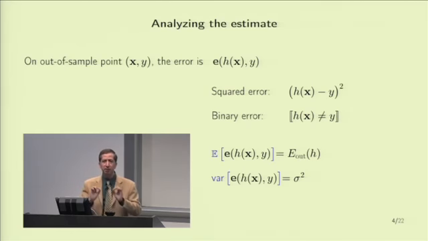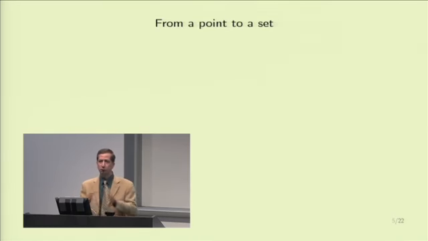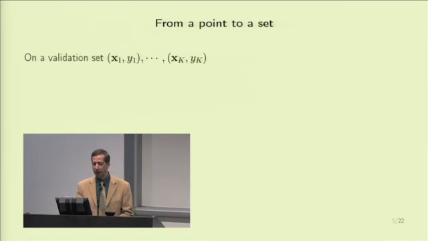So you get an estimate, but the estimate is poor because it's one point, and therefore sigma squared is likely to be large. So you are unlikely to use the estimate on one point as your guide to E out. What do you use? You move from one point to a full set. You get a validation set that you are going to use to estimate E out.